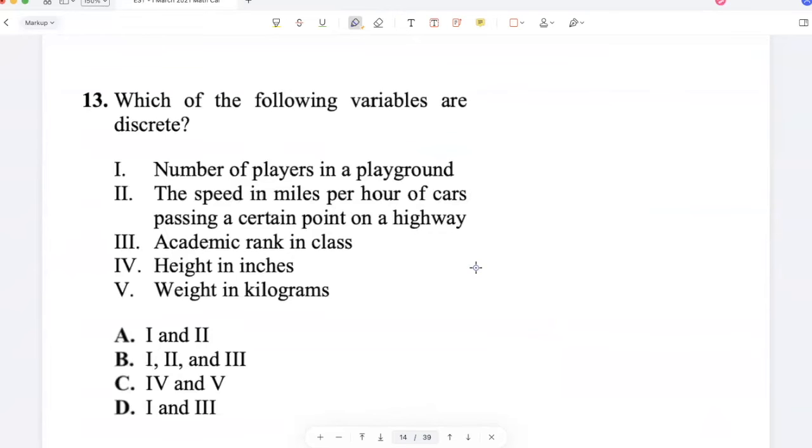Which of the following variables are discrete? So discrete variables are variables that can be counted, 1, 2, 3, 4. So number of players, yes, you can count that. So this is discrete. Speed is not discrete. Speed is a continuous variable. Academic rank in a class is discrete, 1, 2, 3, 4. Height is continuous and weight is continuous. So 1 and 3 are discrete, D.